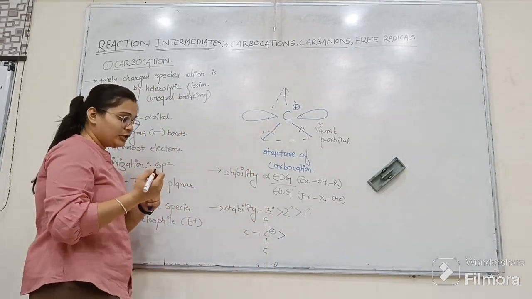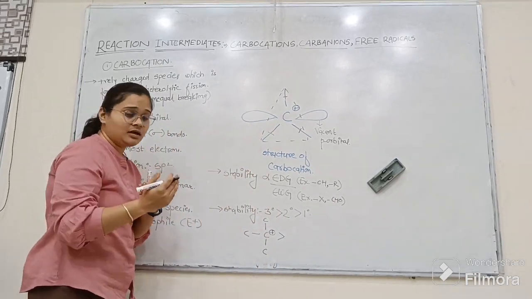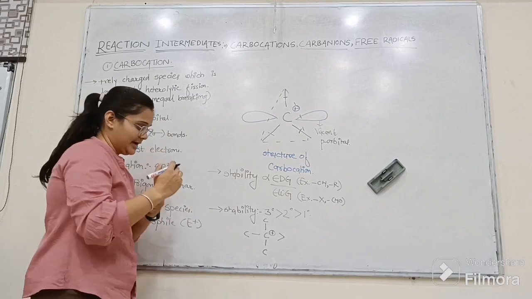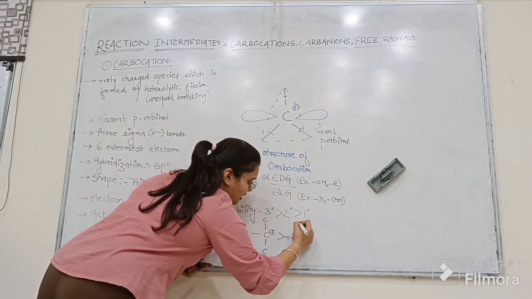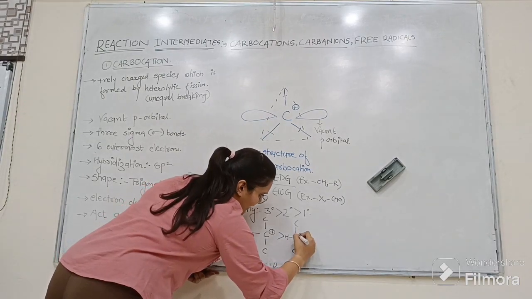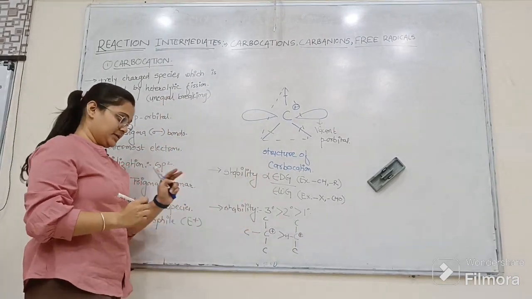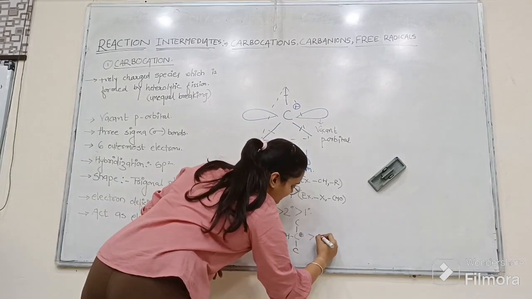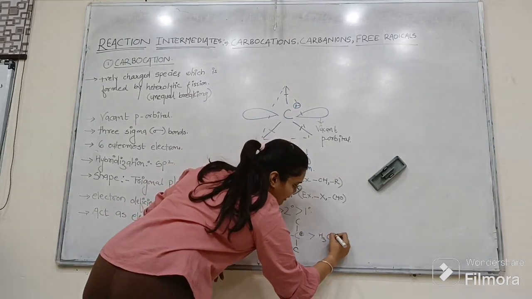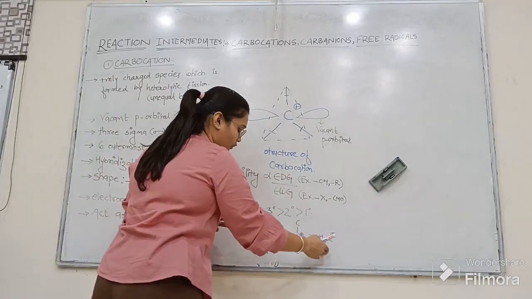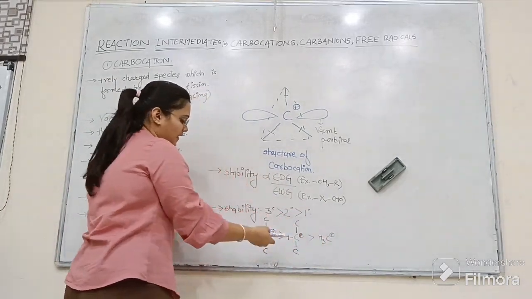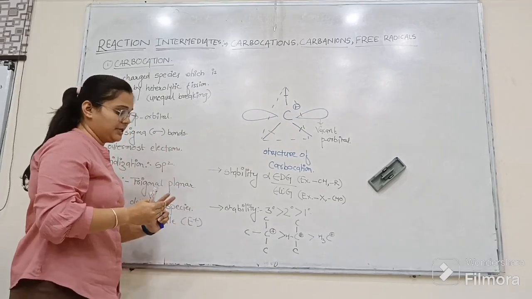Now secondary, what do I mean? By the term secondary, it will be attached to 2 different carbon atoms. So one carbon atom, your hydrogen is there, it would be attached to 2 different carbon atoms. So this is my secondary. Now primary will be attached to only one carbon atom. So this is the case for primary, secondary and tertiary. So this is the order of stability.